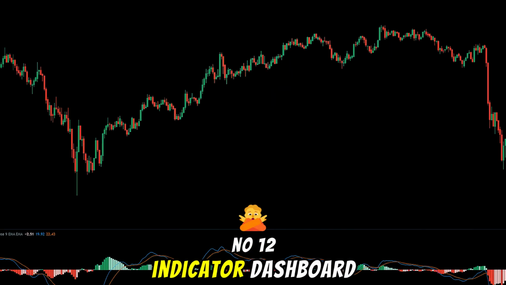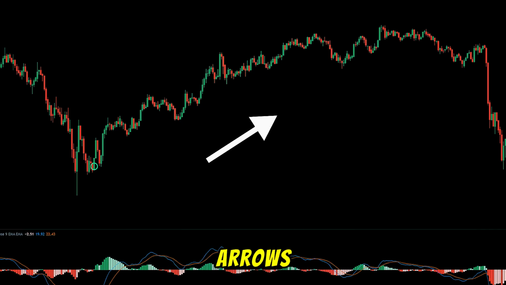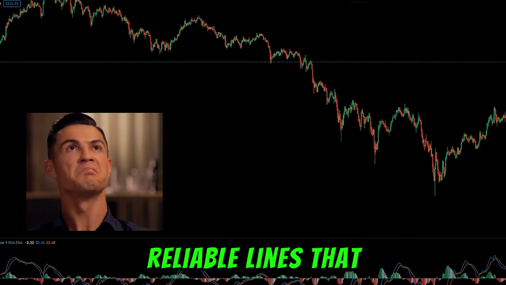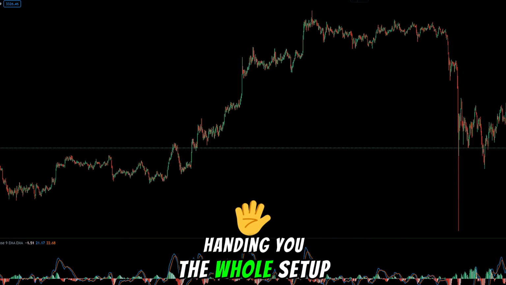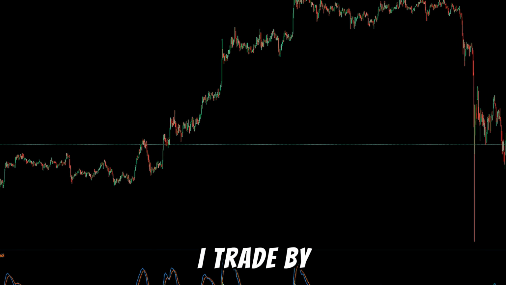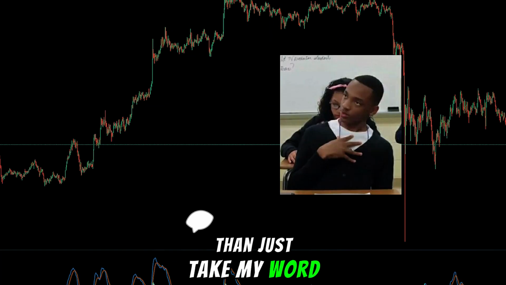No 12 indicator dashboard, no secret paid tool, no flashing arrows. Just 2 simple, reliable lines that tell me which way to lean and when to get out. In this video, I'm handing you the whole setup, the exact rules I trade by, and worked examples so you can see it in action rather than just take my word for it.